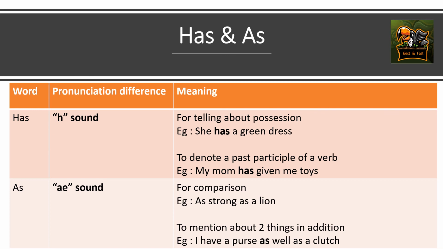So like that, as would be used either for comparison or when you're trying to talk about two things in addition. So the difference is has talks about possession of something or it's the past of an action and has the her sound, which is H-A-S, has. Whereas as, A-S, is the as sound and could be used for comparison, comparing two things, or when you're talking about two things in addition. I have a purse and a clutch. Like that. So instead of and, you would probably use as well as.